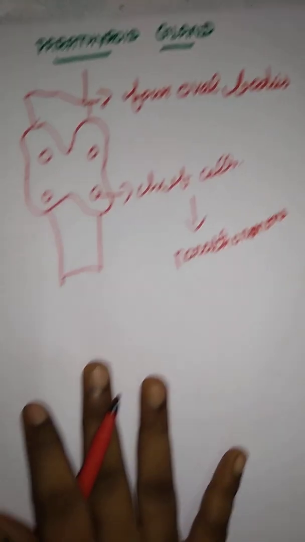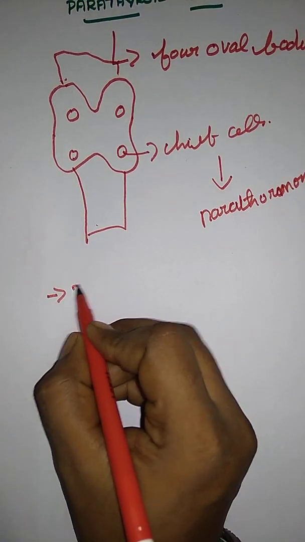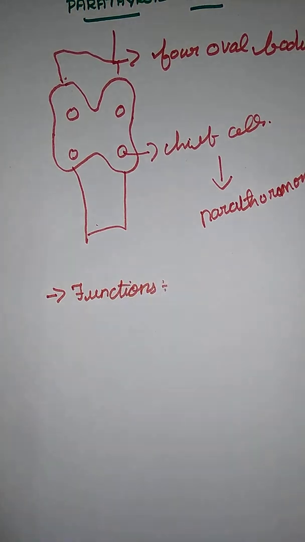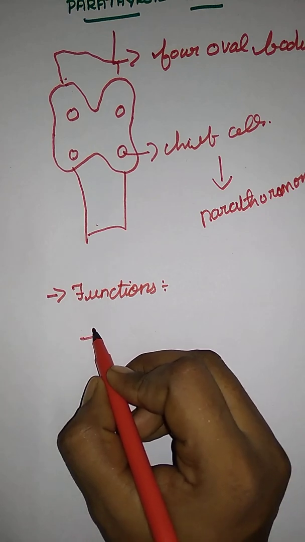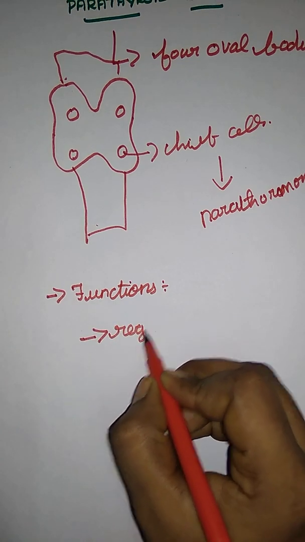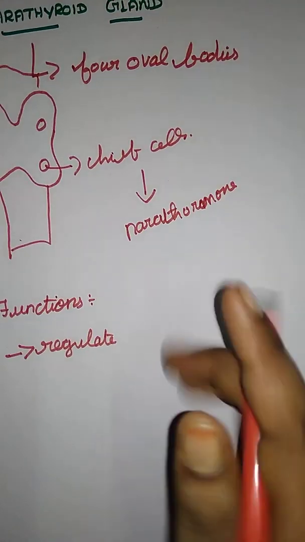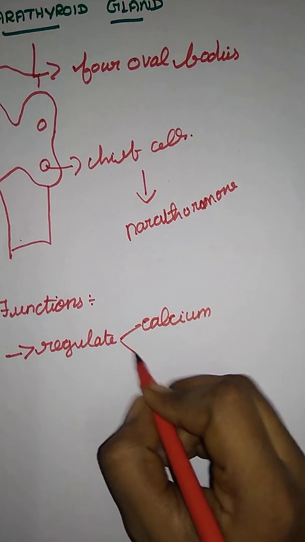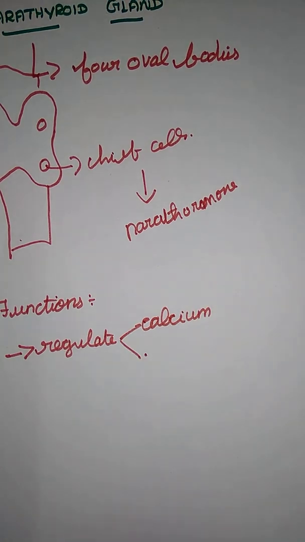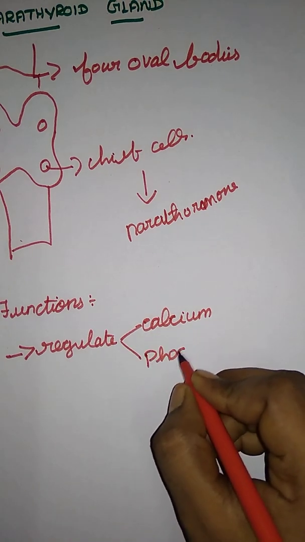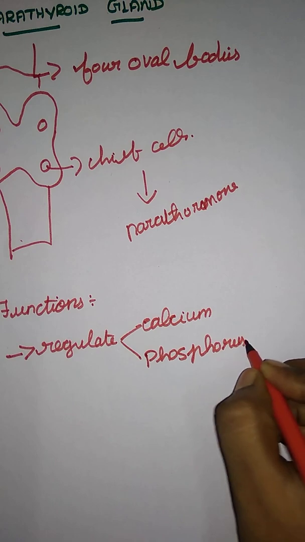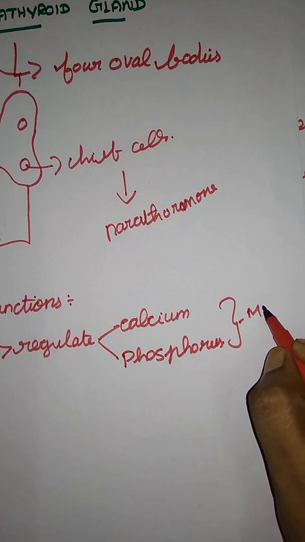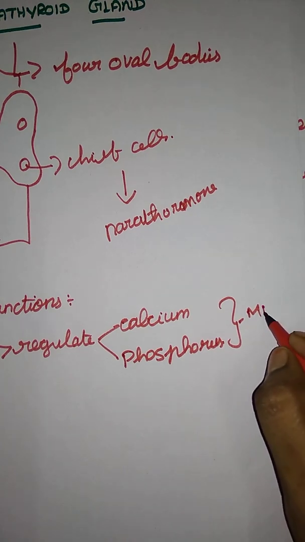The first function is to regulate calcium and phosphorus. Regulate these two things. The first one is calcium. Do you know what the function of calcium is? It is responsible for bone growth. And phosphorus. These two things maintain the metabolic rate in our body, that is the BMR. We say metabolic rate in our body.